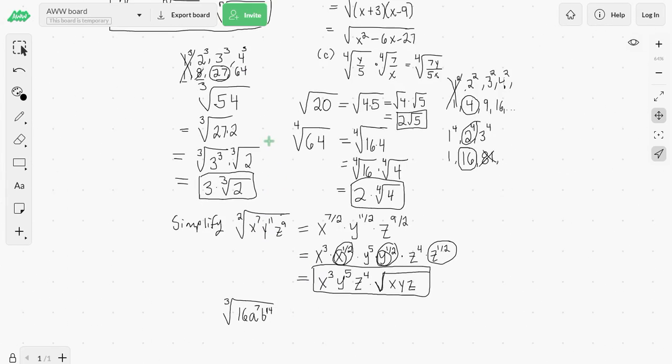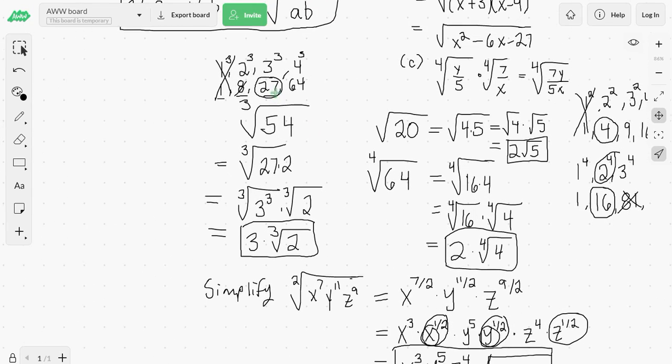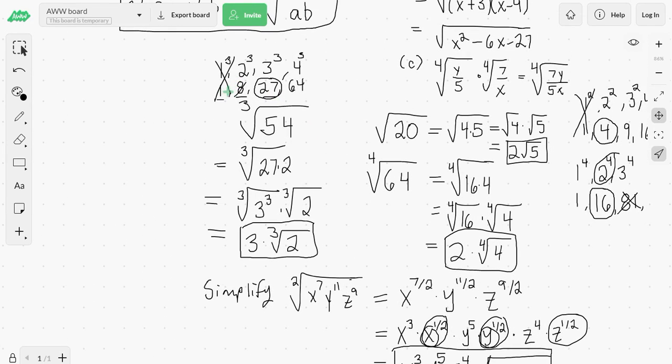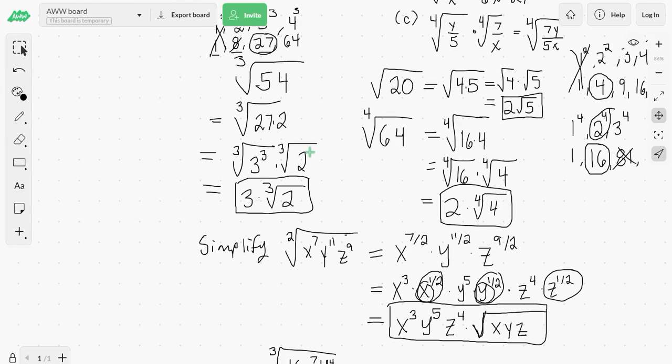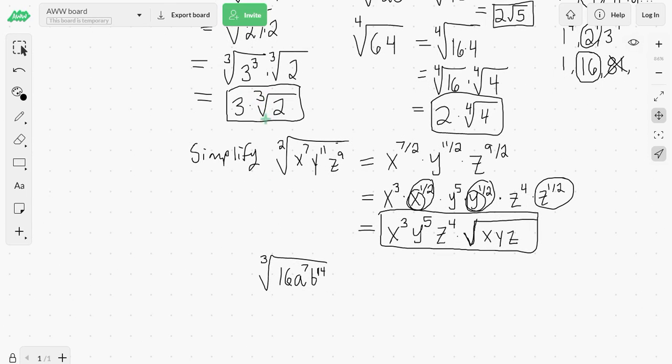Where are those perfect cubes? Our perfect cubes are listed here. We've got 1, 8, 27, 64. Among those, the only number that could divide into it that would be helpful is 8. 8 does work. 8 goes into 16 twice. So we can write this as the cube root of 8 times 2. So the key was to pull out that 8.